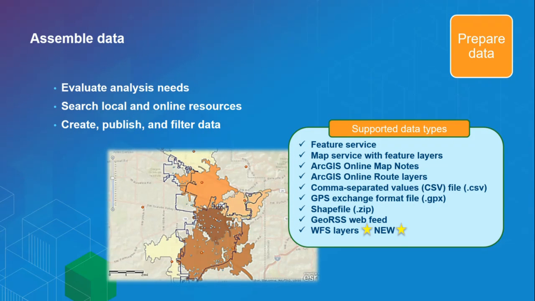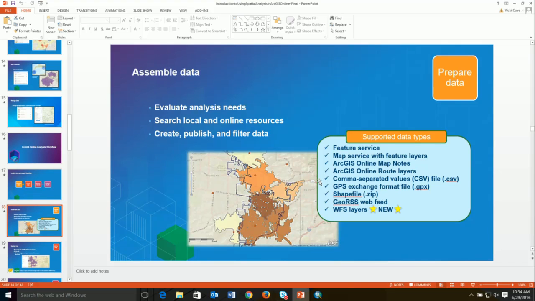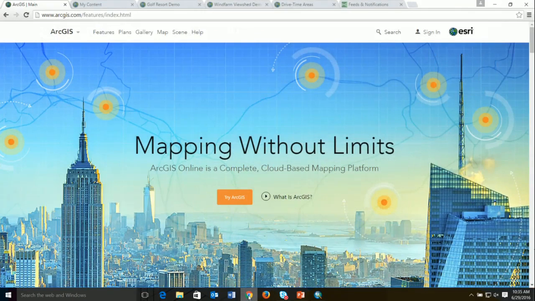So to start off, you prepare your data, and we have a lot of data types that are supported in ArcGIS Online, and there's a list of them here. They include feature services. You can use zipped up shapefiles. There are a few different online feeds that you can use, and I'm going to show you some of these right now. So I'm going to start off, I'm actually going to show you how to get into ArcGIS Online.